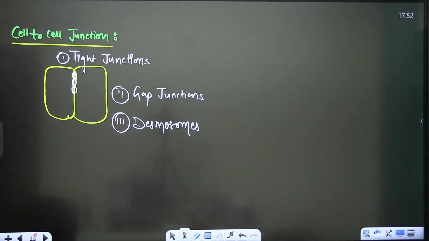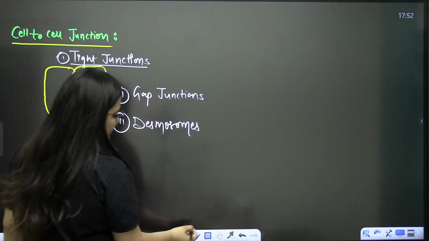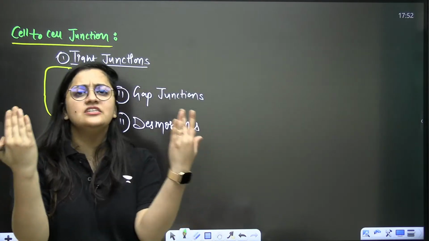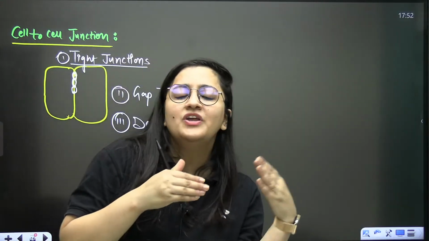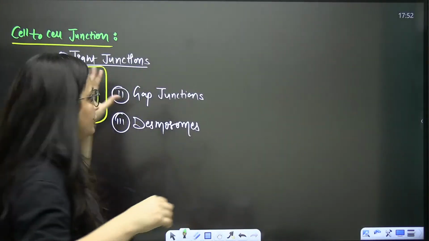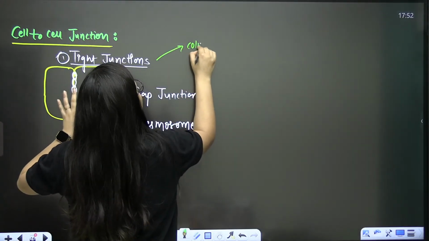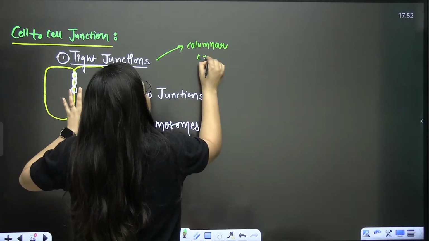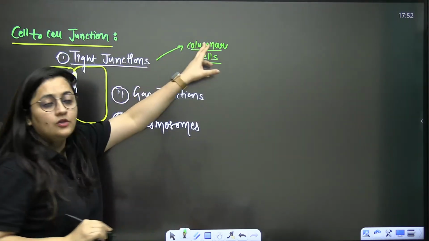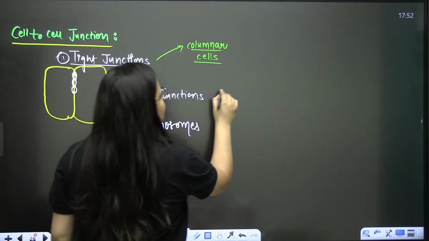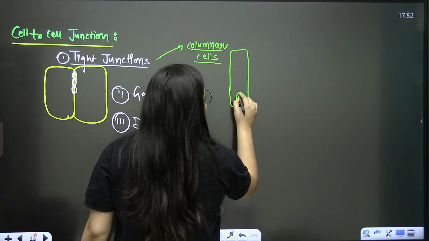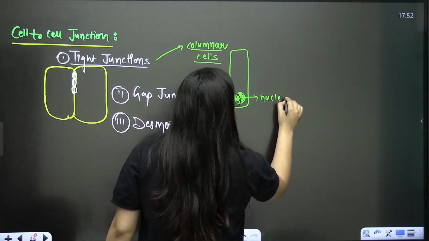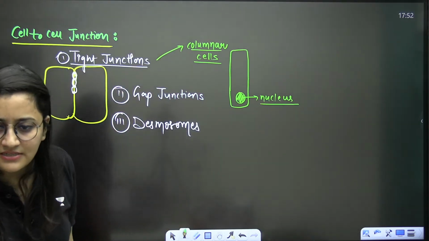So let's start with the tight junction. As the name is clear, tightly it is going to hold two cells together so that there should be no leakage of substance. Tight junctions you will majorly see in the case of columnar cells. Now the question is, what type of cells are columnar cells? They are tall and cylindrical, and the nucleus is present near the base.